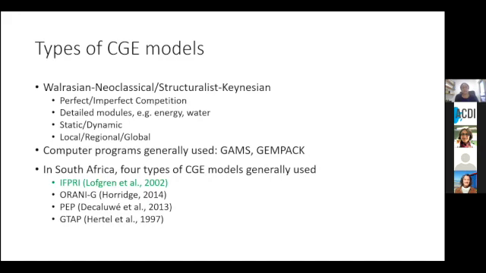CG models are often coded in two key programming languages. These are namely GAMS and GEMPACK, although there have been some models that have been built in Excel. In South Africa, there are generally four types of CG models that are in use. These are the IFPRI models, the ORANI-G models, the PEP models, and then there are GTAP models, which are global CG models, particularly used for trade. So in this presentation, I'll focus on the IFPRI type models.